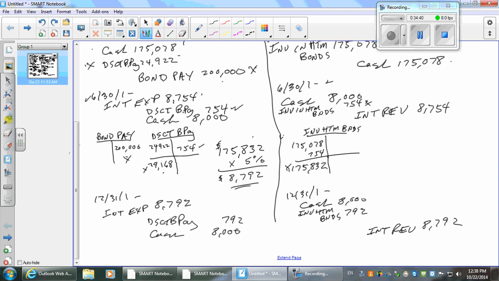Let's say we've done that. Let's say we go all the way through. By the way, let's go ahead and post this. The discount here is 792, right? See that? The credit to the discount. What's left in the discount now? 24,168 less 792, right guys? How much is that?